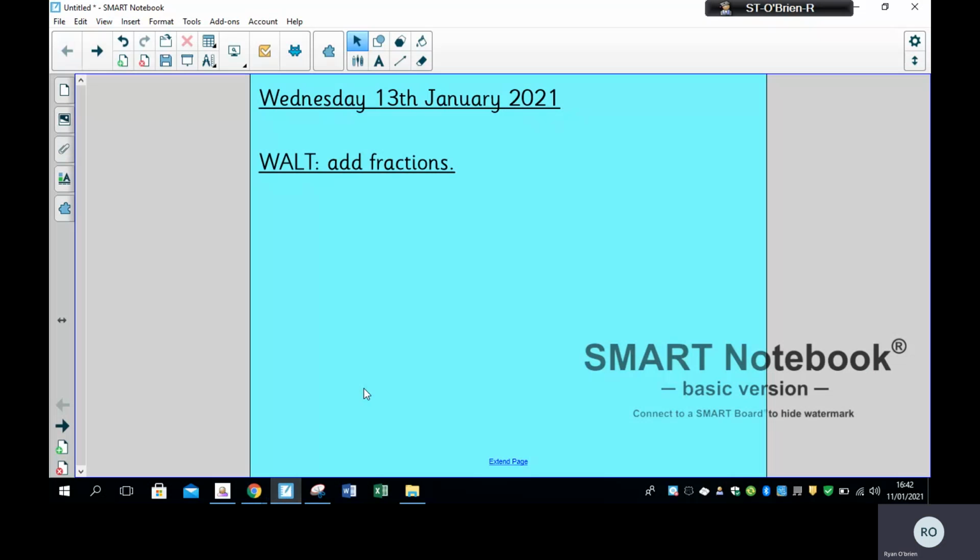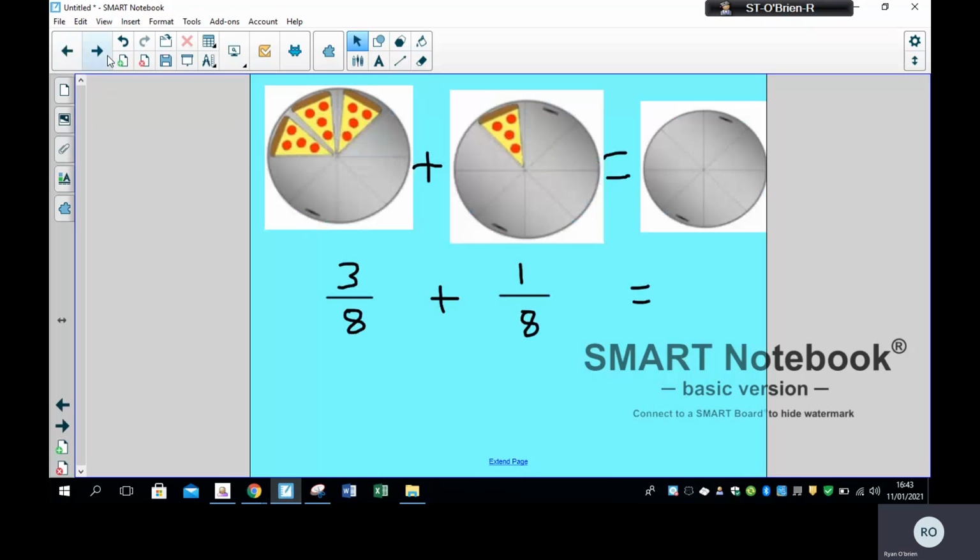This should be quite easy for you if you got yesterday's lesson. So we are learning to add fractions. Remember, add is when we put two numbers together, and usually we make a bigger number unless we're using negative numbers. But you'll learn about that later on in school. Adding, we're putting two numbers together and then seeing what we get. So adding fractions is just the same. What we're adding here is 3/8 to 1/8.